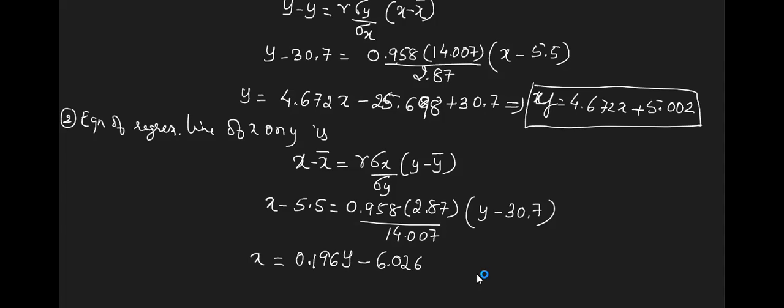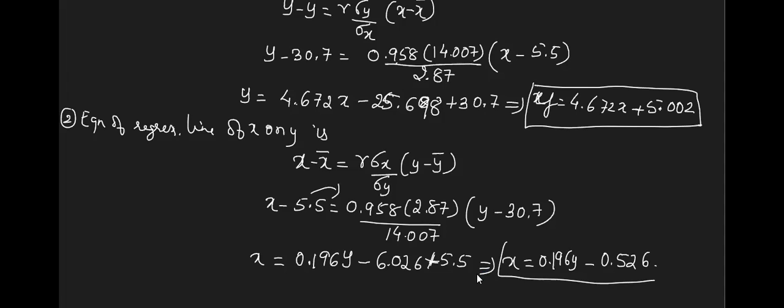Then I am shifting my 5.5, so it becomes plus 5.5. From that you just subtract 5.5 and give a minus sign. I think you can understand it. So 0.196y, what is the value? Minus 0.526. Hopefully all are getting the same answer.